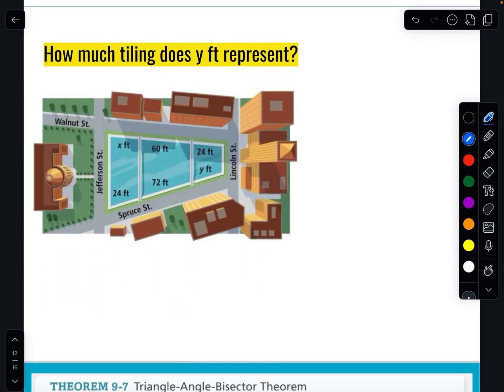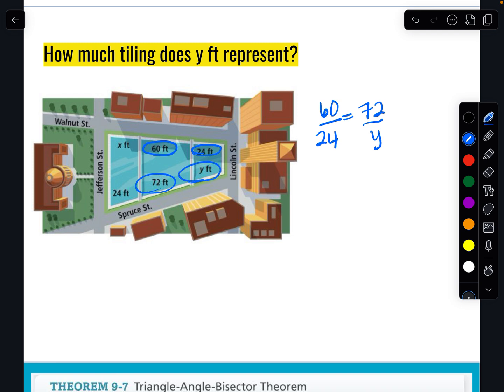Now they want us to find y. So we're going to be using the y and the 24 this time. So I can say 60 over 24 equals 72 over y. Notice the numbers that I'm choosing that I'm putting on top of each other are from the same side. 60 over 24 equals 72 over y.